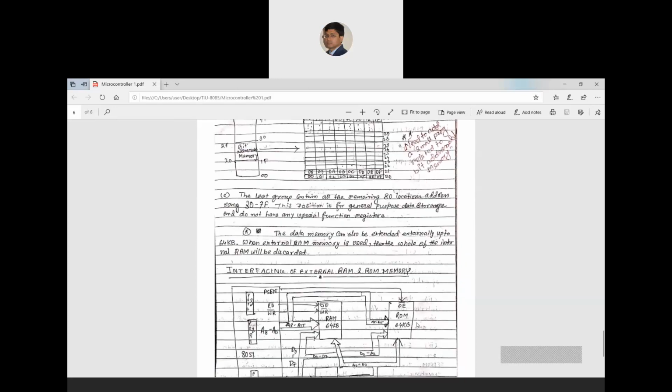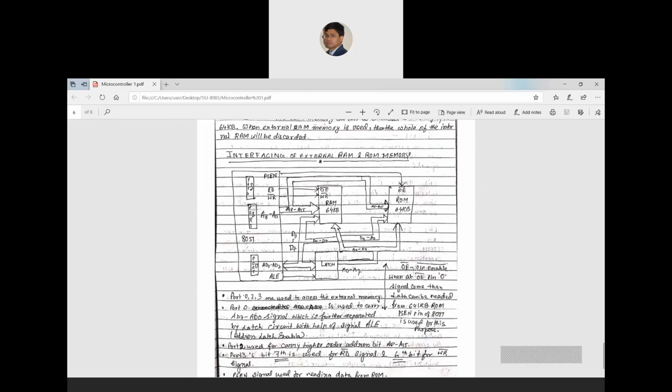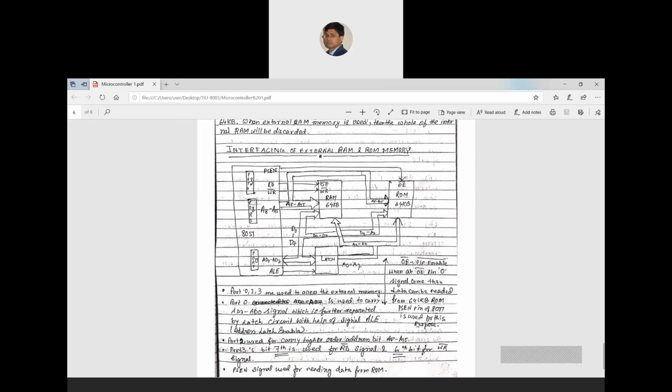Next is the final thing: how we can add external RAM. In this figure we can see how we can add two external memories, 64 kilobyte and 64 kilobyte. I have no provision of adding a 60 kilobyte ROM, as it is not available in the market. So I have added a 64 kilobyte ROM and a 64 kilobyte RAM.